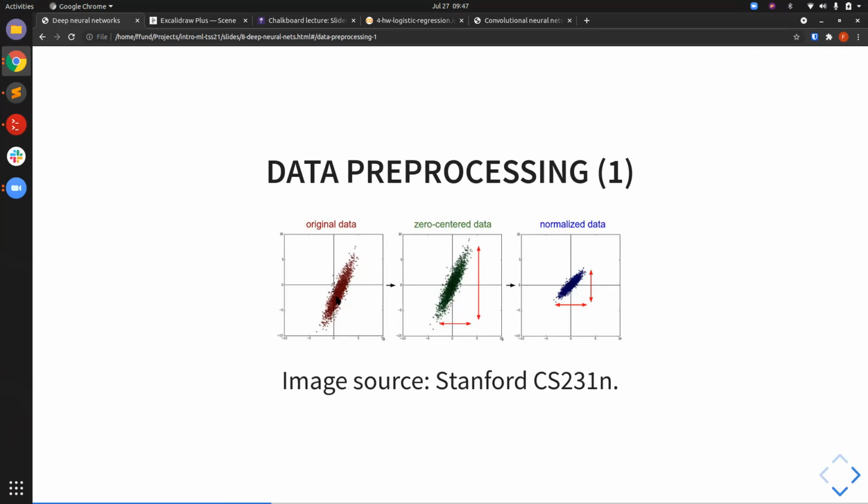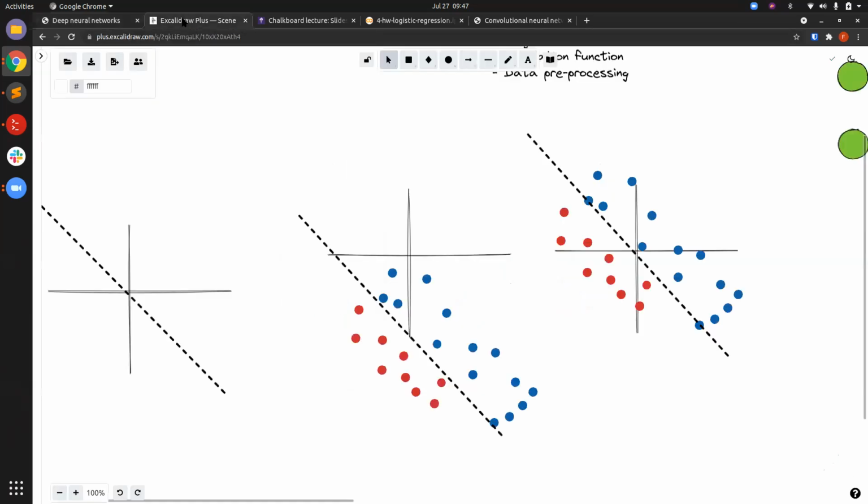So if you have data that's not centered around the origin, like this data here, we'll often zero center it by removing the mean. And that reduces the sensitivity to small changes in weights. Okay. Now we'll also often normalize.